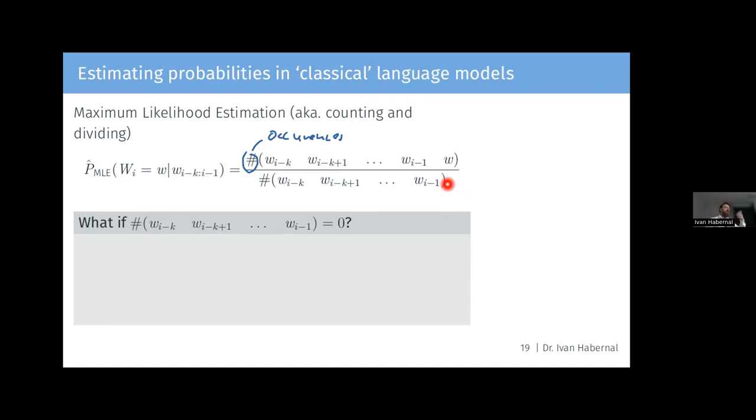What could be there? A name, like a surname. So there's a sequence like Angela Merkel went home. Sorry for this example, I don't have any better. Angela Müller went home, and your model never saw this four-gram, but it saw Angela Merkel went home like 1,000 times or something like that. But you have a zero occurrence here. So what can we do about it?